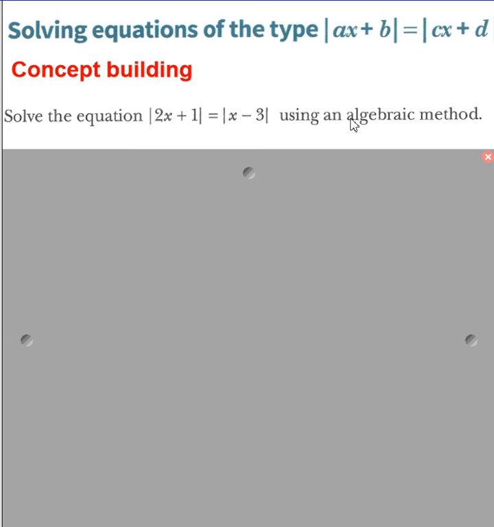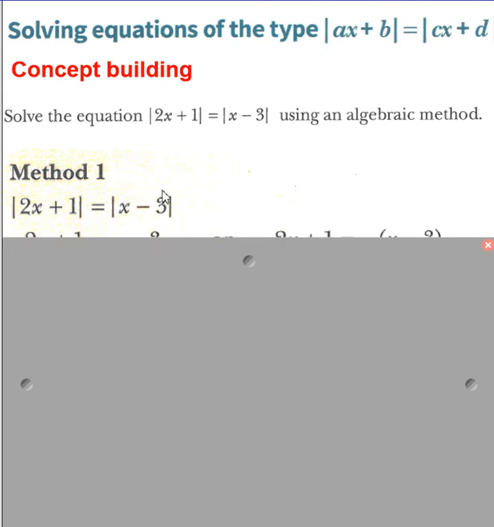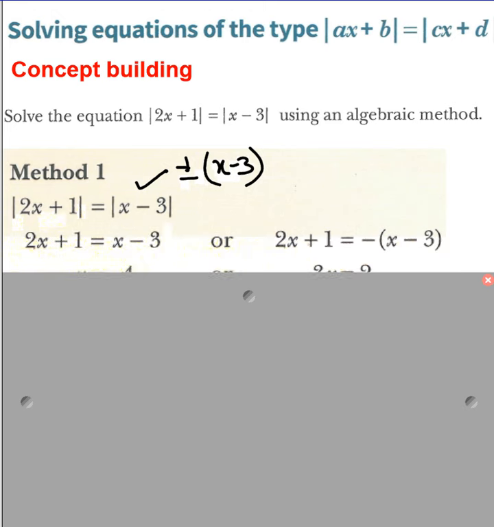Solve the equation. So algebraically, when we are solving, there are 2 ways, right? What are those 2 ways? Number 1 is I remove modulus symbols, and on one of the sides, I use plus minus before the expression. So what we are doing here, we are writing plus minus with x minus 3, and we are writing 2x plus 1 as it is. So you can see here 2x plus 1 is equal to x minus 3. And the other one is minus x minus 3.